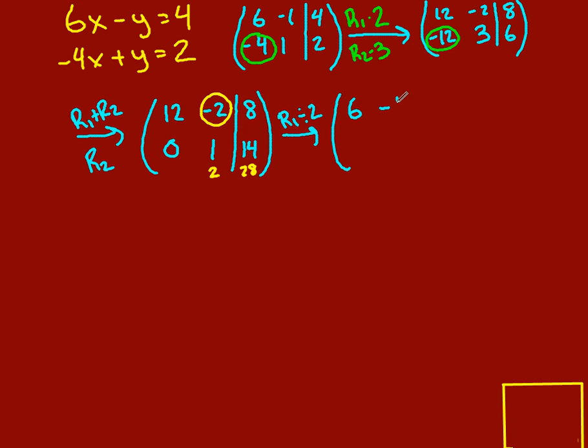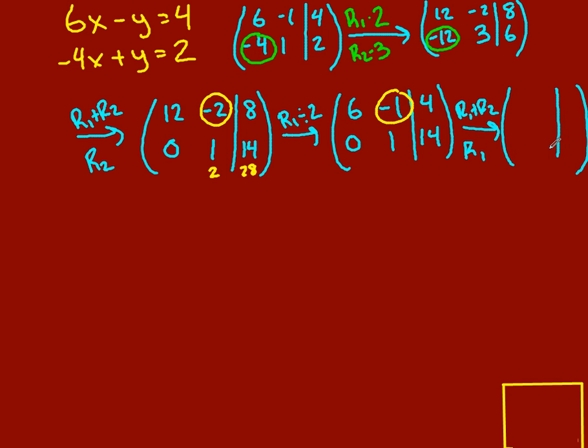So now I have 6, -1, and 4, like I did in the beginning, with my 0, 1, and 14 that I have. Now I should be able to add row 1 and row 2 because I have the same number but opposite signs. I'm plugging into row 1 because that's the row that I want to eliminate. So my bottom row stays the same because I haven't changed it. Top row is going to be the sum. 6 plus 0 is 6, -1 and 1 is 0, 4 and 14 is 18.